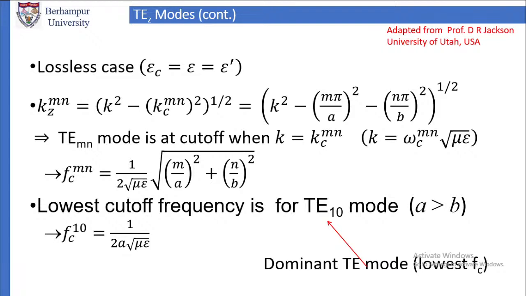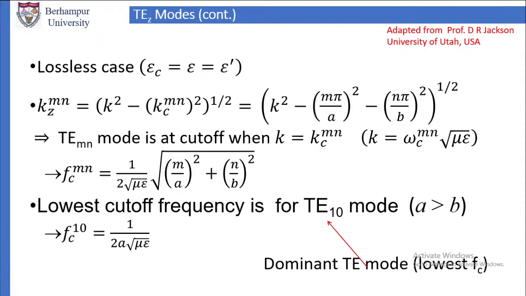Therefore, root over of mu epsilon is there. k is equal to omega root over of mu epsilon. Here omega is equal to omega_cmn root over of mu epsilon, because k is equal to k_cmn. Since k is equal to k_cmn at the cutoff frequency, exactly at cutoff, k is equal to k_cmn. k_cmn is equal to omega_cmn root over of mu epsilon.